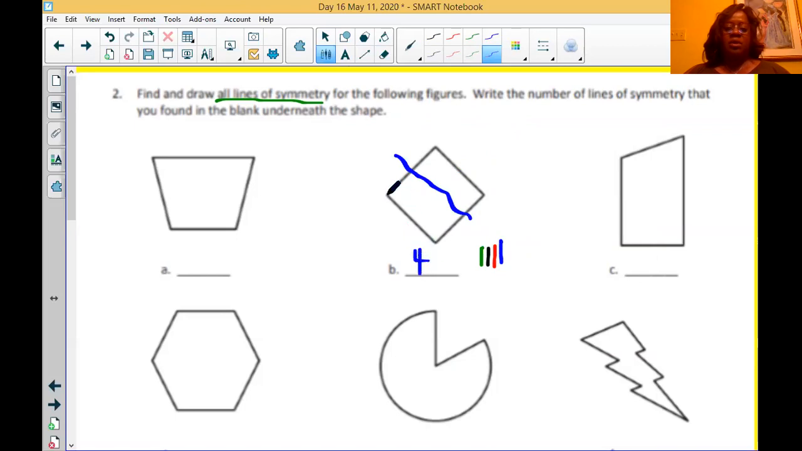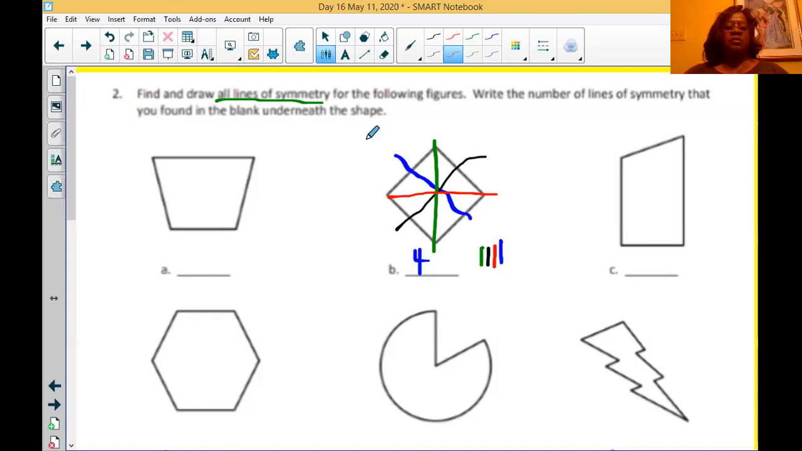So I found them all. One was that way. Then I had one across this way. Then I had one down this way. And then I had one this way. So that's my 4 lines of symmetry. So that shape had 4 lines of symmetry.